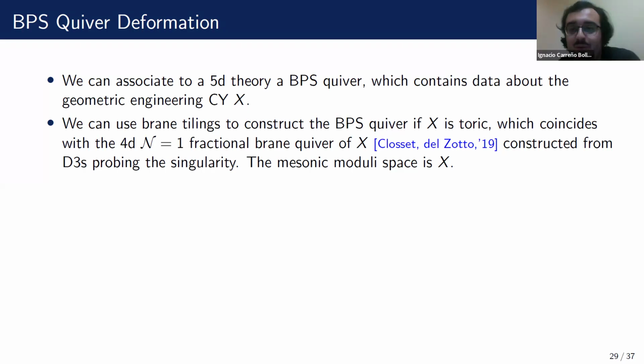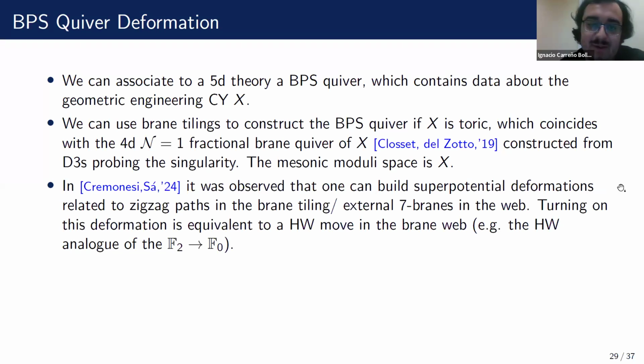So this BPS quiver, we see it coincides with the 4D N=1 fractional brane quiver on the singularity, which is constructed from considering the D3 branes that intersect at the singularity. We can construct then this 4D N=1 theory and find that the mesonic moduli space corresponds exactly with the Calabi-Yau we are doing the geometric engineering on.